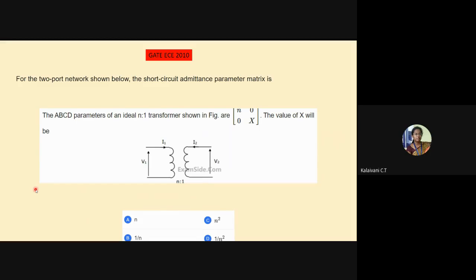For a two-port network, sorry, the question is the ABCD parameter of an ideal n is to 1 transformer. For this figure, they are given the matrix. So ABCD parameter in this matrix you have to find. So you all remember what are ABCD parameters? So I think now you'll remember the ABCD parameters. For an ideal transformer, we can write the ABCD parameters can be found from this.